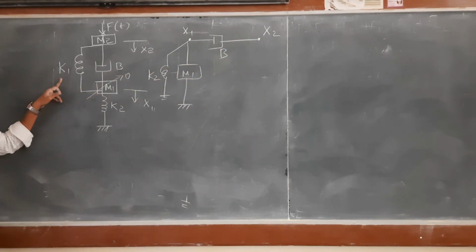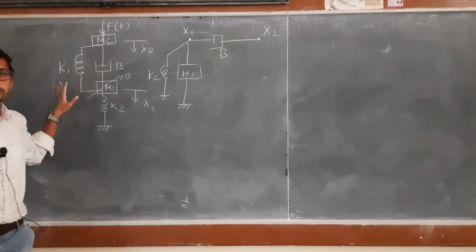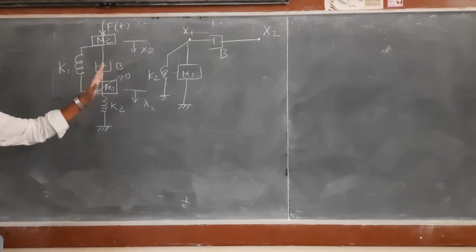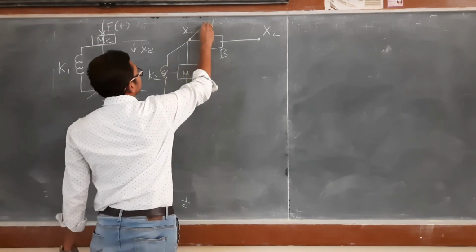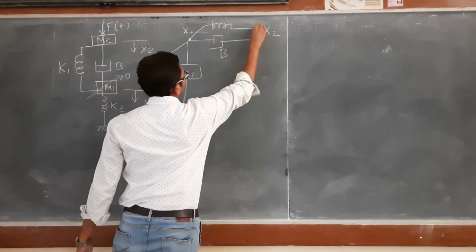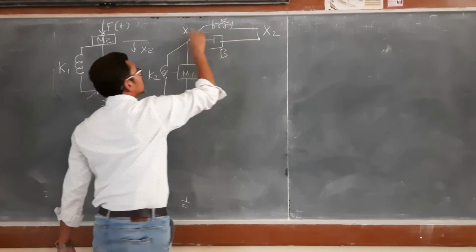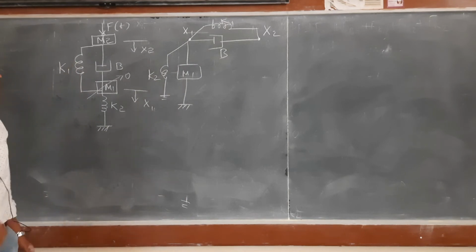Not only that one, there is a K1 as well. One of my friends has asked about this, right? So there is a parallel spring K1, and this K1 is between node number 1 and node number 2.